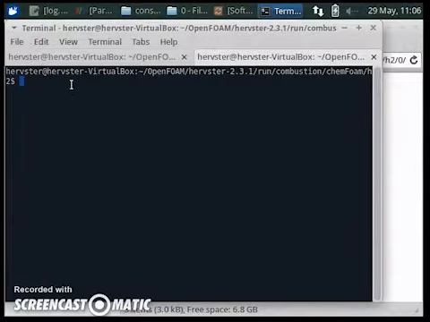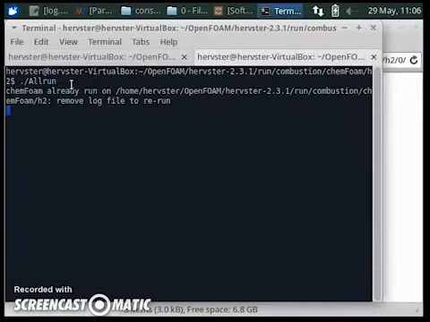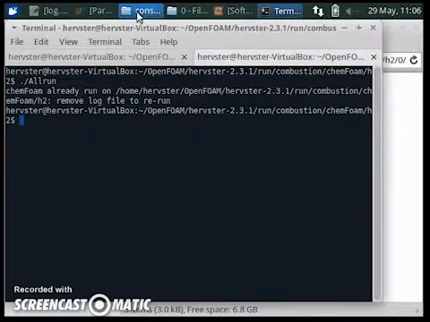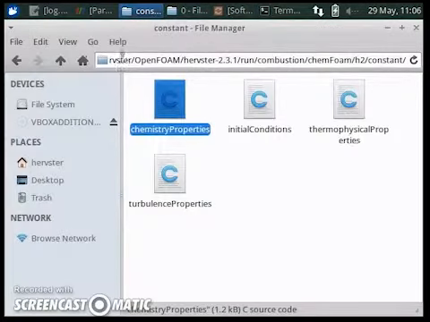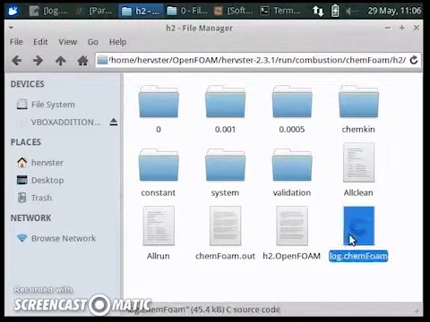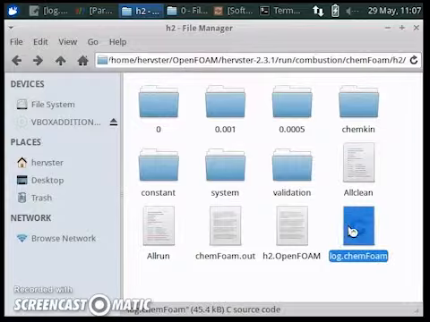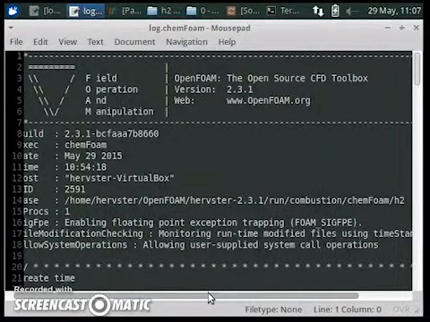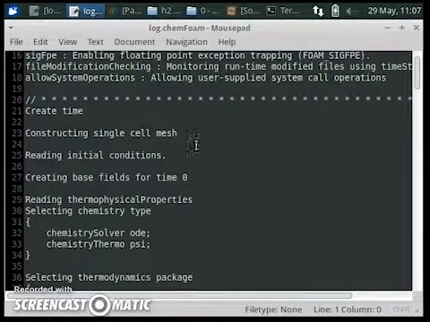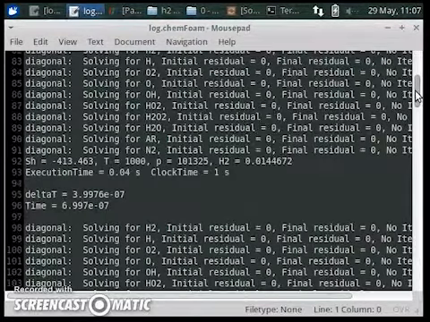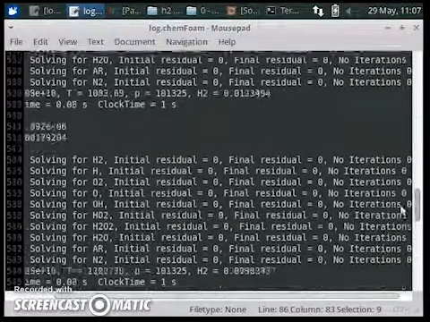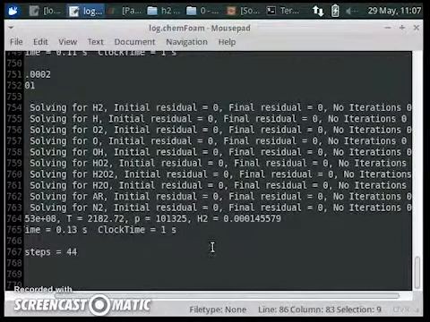I ran the command /allrun, which produces a log, which you can see here. The log needs to be removed after each test in order to create a new log. This is a log that's produced, log.chemfoam. Within this, you can see each step of the combustion reaction, the creating of the cell mesh, the starting of the time loop, and the increase in temperature and decrease in mass of the fuel. There are multiple steps within the 0.001 second interval, with an overall clock time of 1 second.